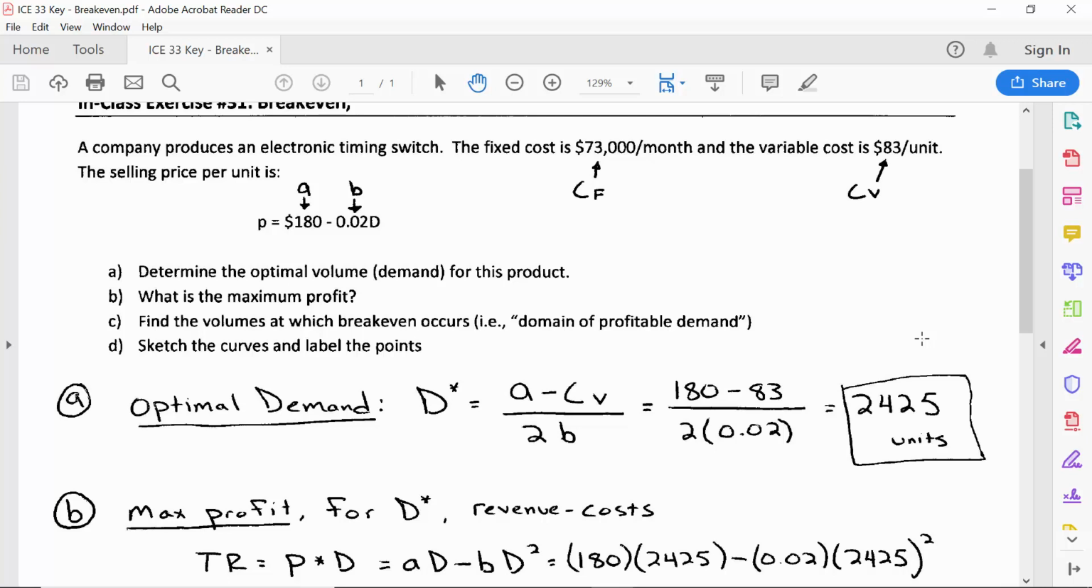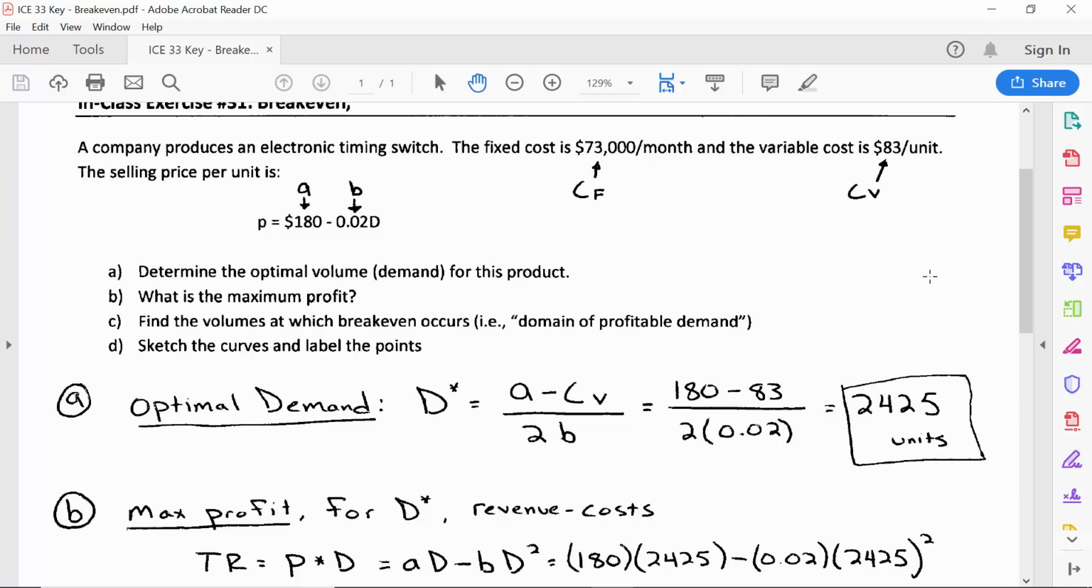We also have the fixed cost, so that's capital CF, and then the variable cost per unit, and that's a lowercase CV. The total variable costs will be the variable cost per unit multiplied by the number of units. So here you can see the substitution for optimal demand, and as I was walking around, it seemed like everybody's on the right track there, that the optimal demand is 2425 units. So what that means is, that is how many units the company should make to maximize profits. If they make more than that, or if they make less than that, they're not going to maximize their profits.